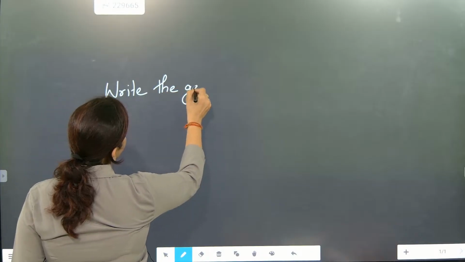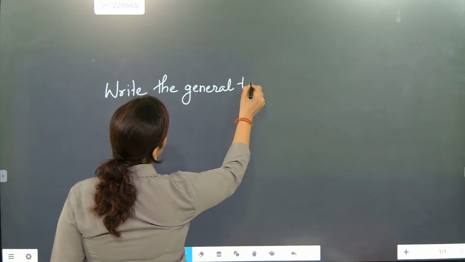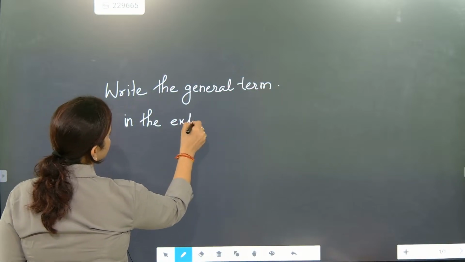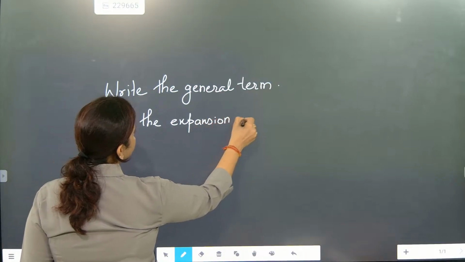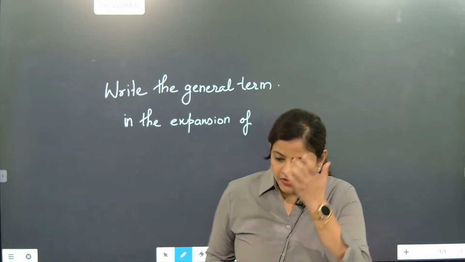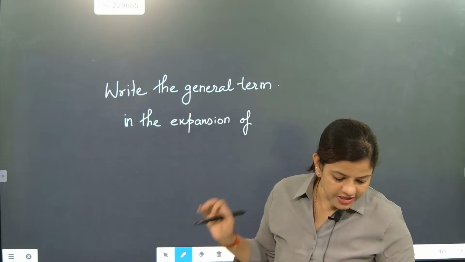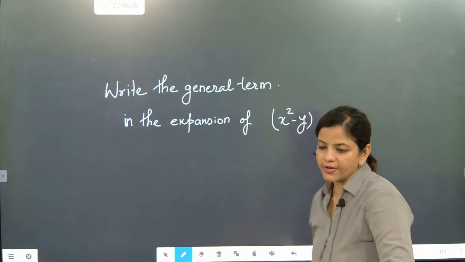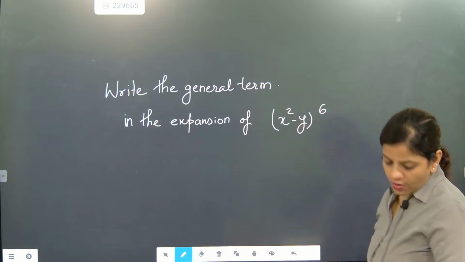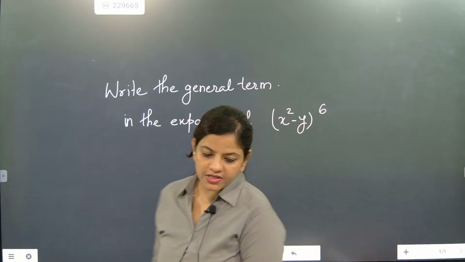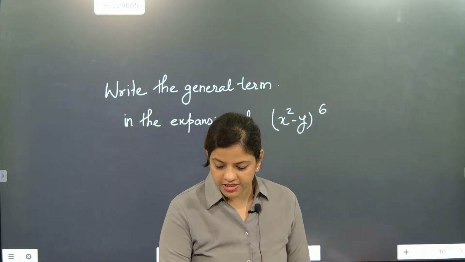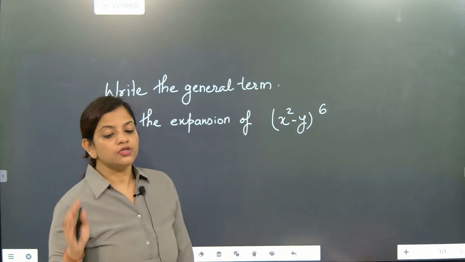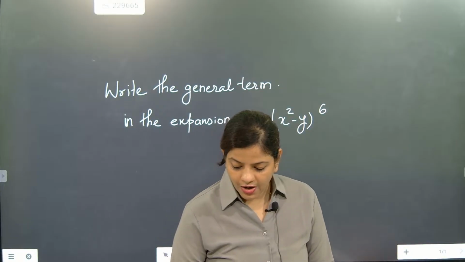Write the general term in the expansion of x square minus y, the whole to the power 6. Divya, good evening beta. Rudra, good evening beta. How to write the general term here, beta? You need to understand how to write the general term in this expansion. There is a way of writing the general term.